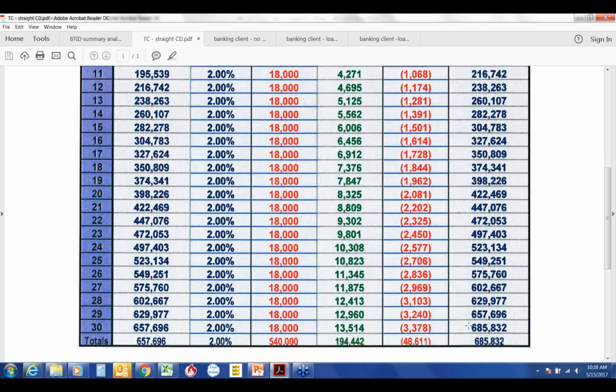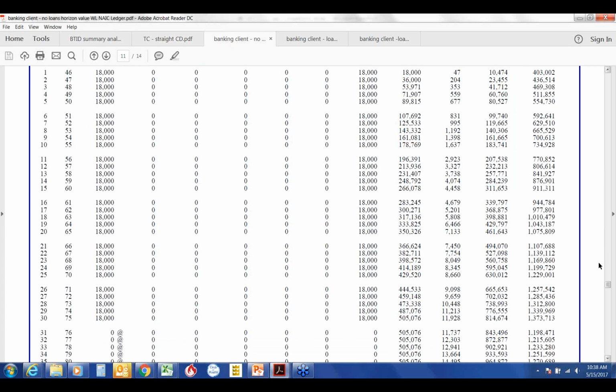And so, this is the typical kind of scenario that we're looking at. So let's take a look at putting $18,000 into a whole life contract. Just no loans, no infinite banking going on.